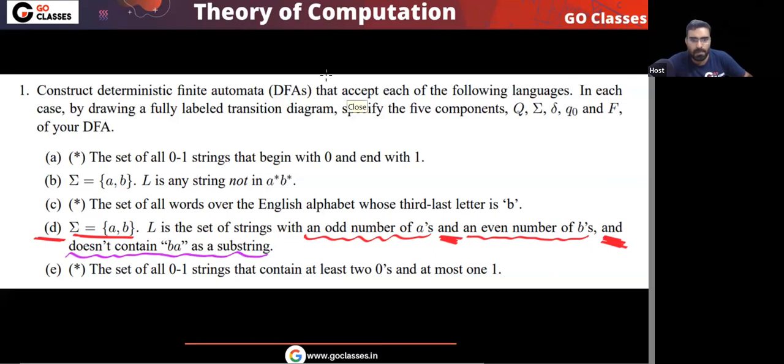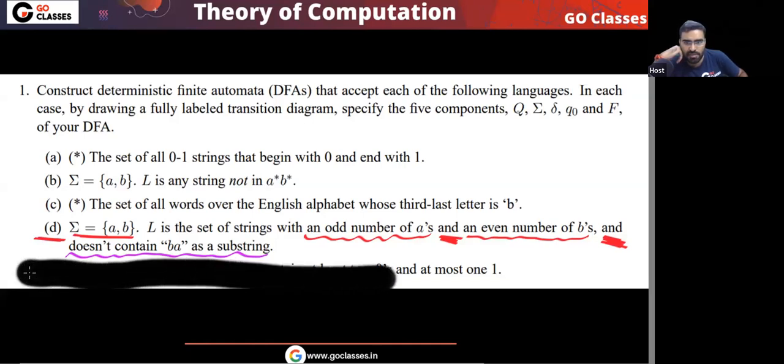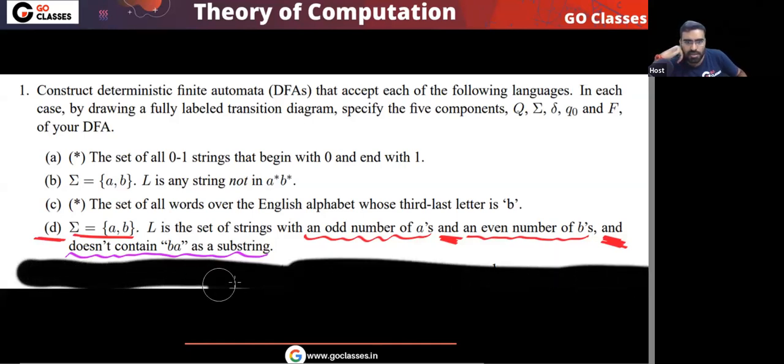Please tell me what this line means. I'm only interested in this line. Doesn't contain BA, then what does it mean? It means that your language is a subset of A star, B star.